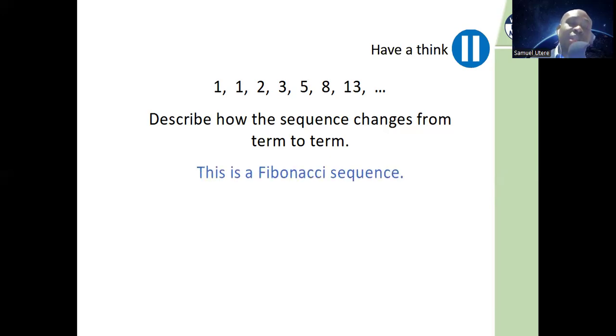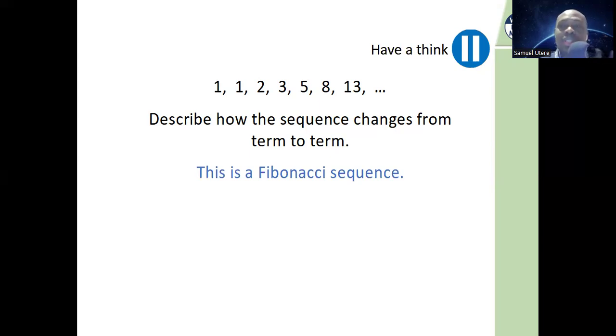Okay, this is a Fibonacci sequence. I want you to really take note of this sequence because you're going to use it again and again and again, so many times. You're going to be using it even in year 7, year 8, year 9, year 10. And for those of you who will move on to do A-level math, you'll see it again.